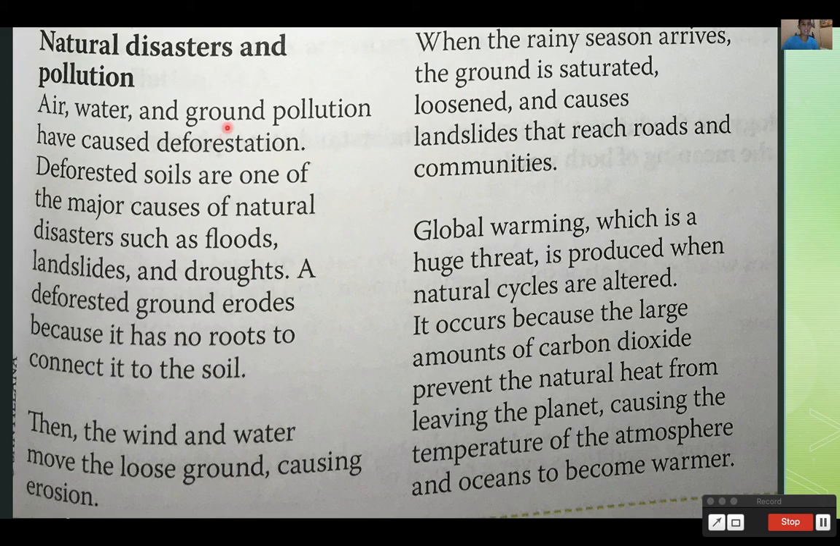Then we have natural disasters and pollution. Air, water, and ground pollution have caused deforestation. Miren, el agua, el aire, el agua y la contaminación, perdón, del aire, el agua y la tierra pueden causar la deforestación. Deforested soils are one of the major causes of natural disasters such as floods, landslides, and drought. Okay, so you have to read this one.